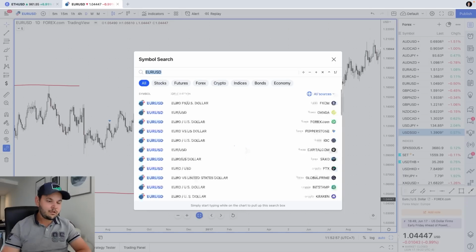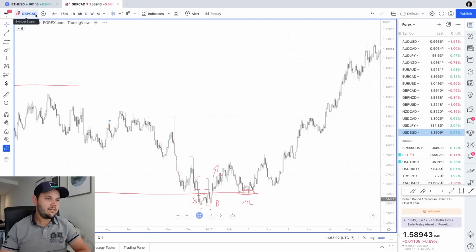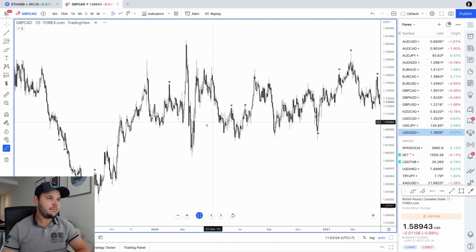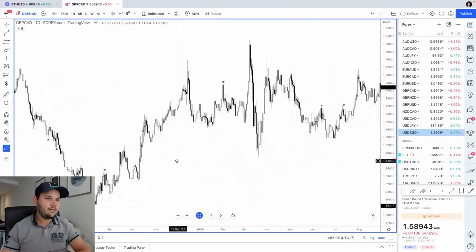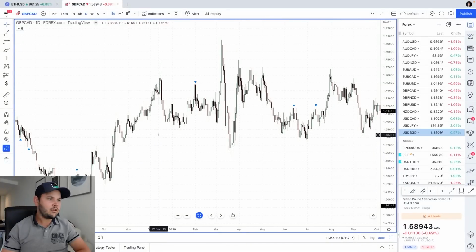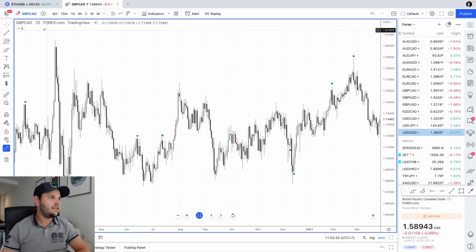Other example, let's go on a random pair, GBP CAD. Here we go. Let's have a look at a different chart. We don't have any drawings on it. And let's try to spot a false breakout. Okay, we still have this range. That's pretty good. That's a bit choppy here. This one is amazing. Let's have a look at this.